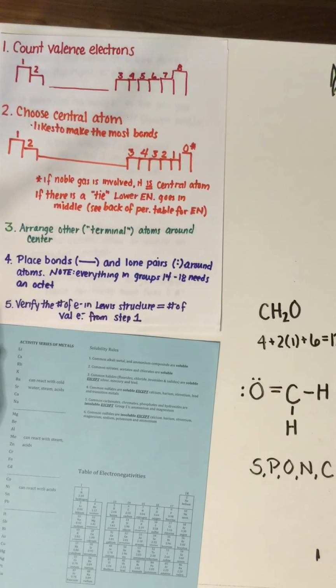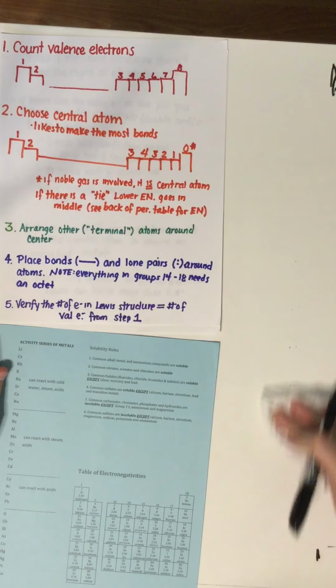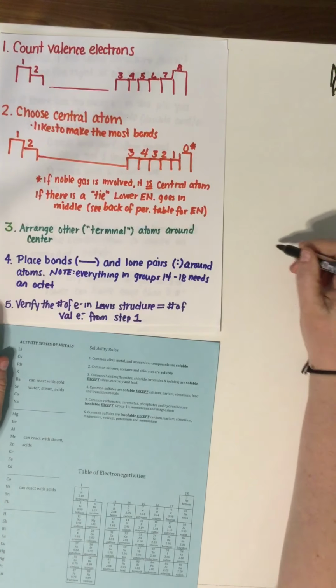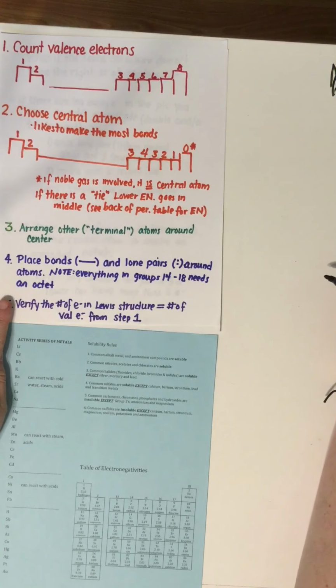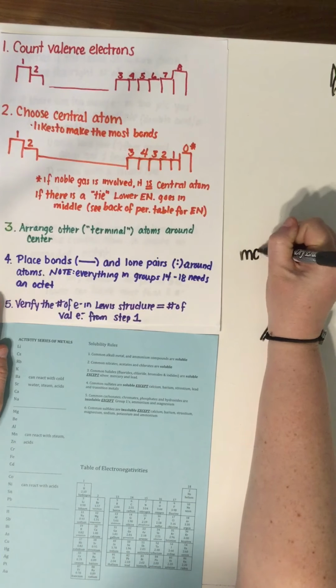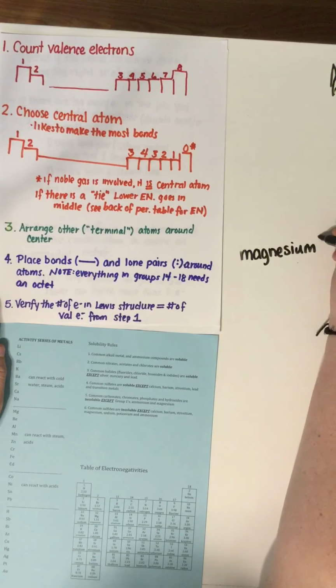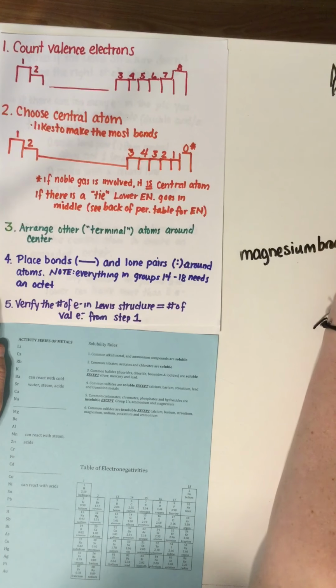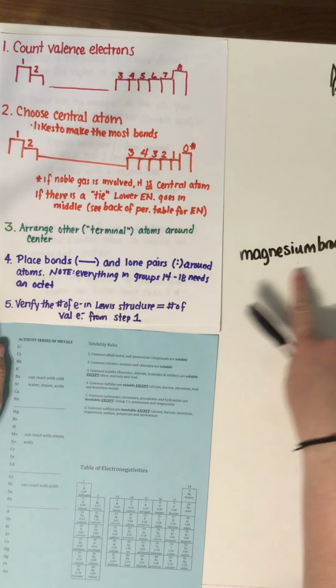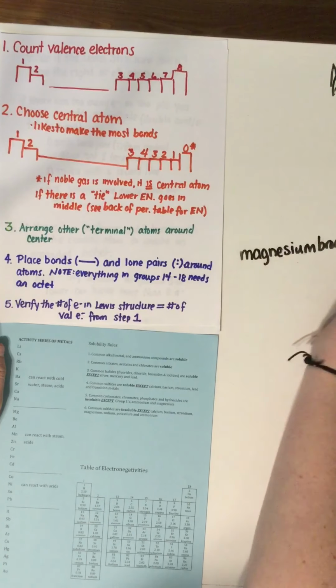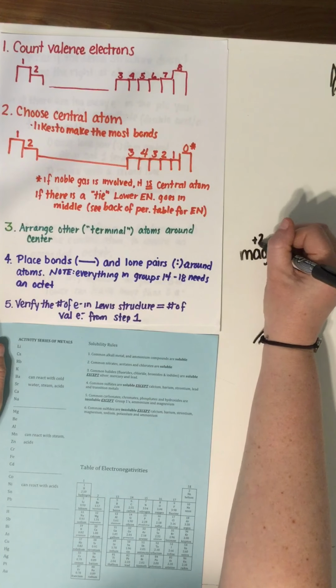All right, let's try another example. The next example we're going to look at is from the back of your paper, and it's called magnesium bromide. Now here's an example where you aren't given prefixes within your name. Magnesium bromide. If you aren't given prefixes, remember you are going to have to consider charges.